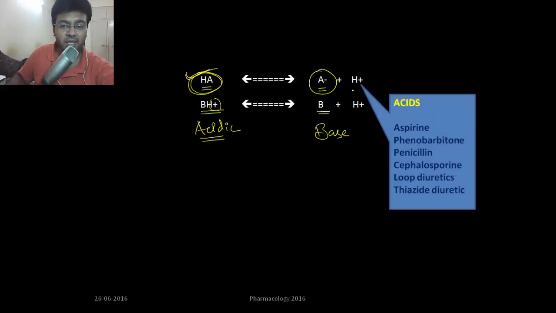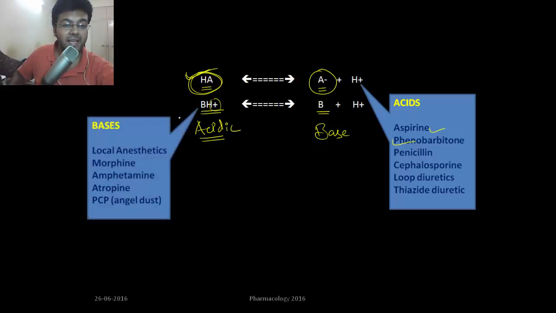Can you name certain drugs which are weak acids? These are acetylsalicylic acid, barbituric acid. These are acids by their name. Penicillin, cephalosporin, loop diuretics, thiazides. These are weak acids. What are weak bases? Certain ones like local anesthetics, PCP (angel dust), amphetamines, morphine and atropine.